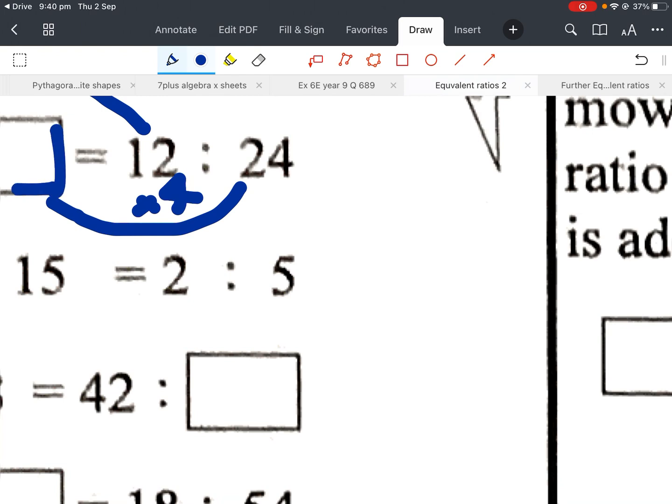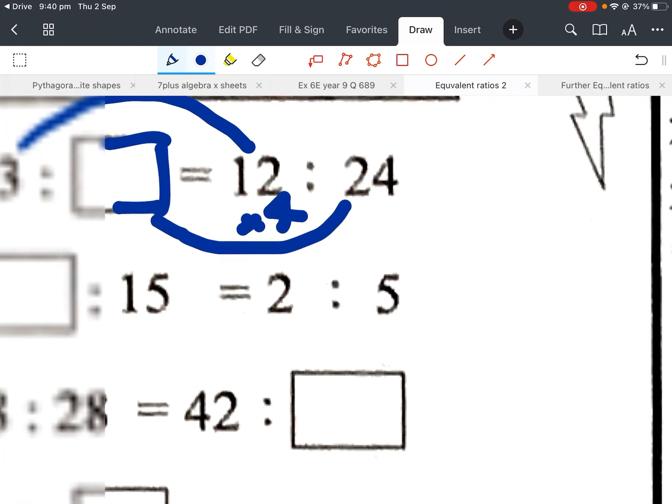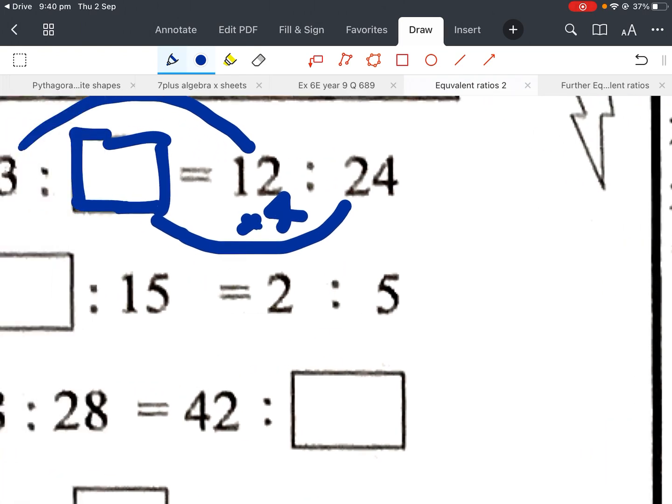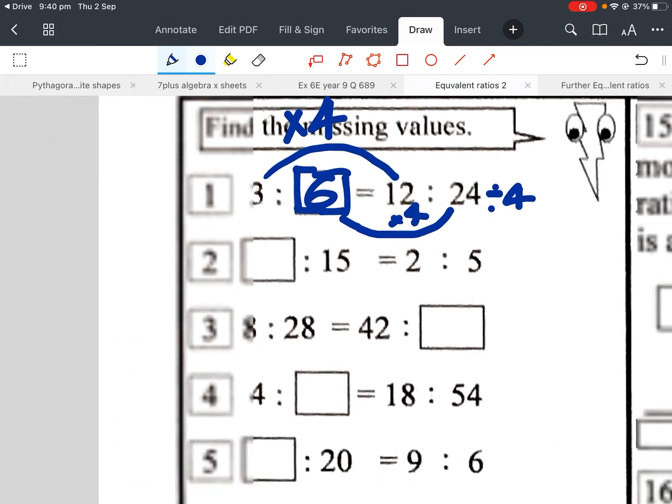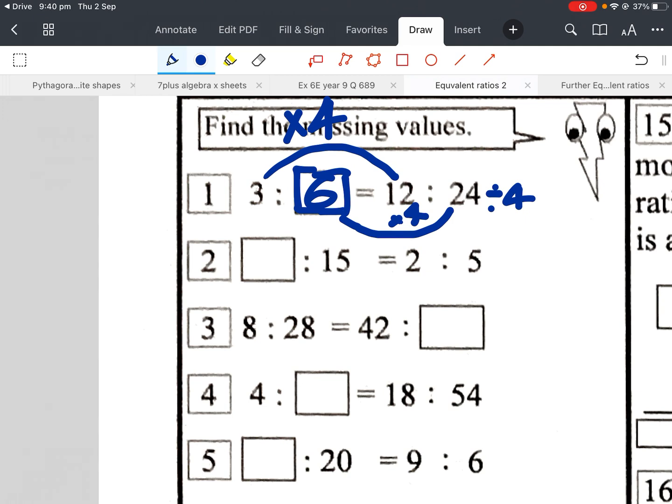So something times 4 gives me 24. Or you can go 24 divided by 4. Either way, hopefully you get 6. So that's how you do those. Match up the second number with the second number and figure out what you multiply or divide by. And then match up the first number in the ratio with the other first number in the ratio.